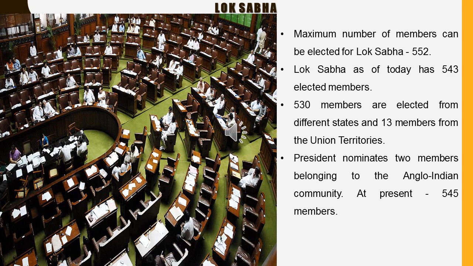So the Lok Sabha is the popular house of the Indian Parliament and contains elected representatives of the people. The maximum number of members that can be elected is 552. Lok Sabha now has 543 elected members, of which 530 were elected from different states and 13 from the union territories. The president generally nominates 2 members belonging to the Anglo-Indian community. In case of Rajya Sabha, 12 members were nominated.